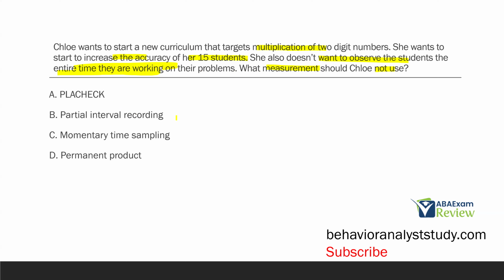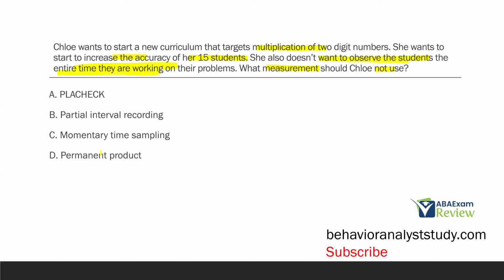What about B, partial interval recording? Well, with partial interval recording, Chloe is going to have to observe each student the whole time. So that's not really going to work to help Chloe accomplish her goals. What about C, momentary time sampling? With momentary time sampling, again, it's similar to PLACHECK, except momentary time sampling focuses on one student. So even though Chloe couldn't do all of her students at once using momentary time sampling, she could measure them individually, and she still wouldn't have to observe the students the entire time. So momentary time sampling is going to be better than the partial interval.